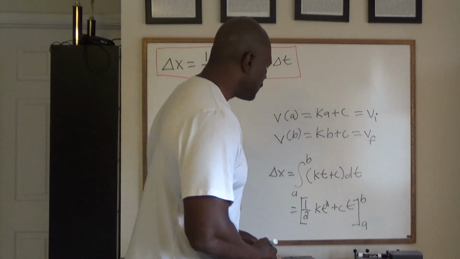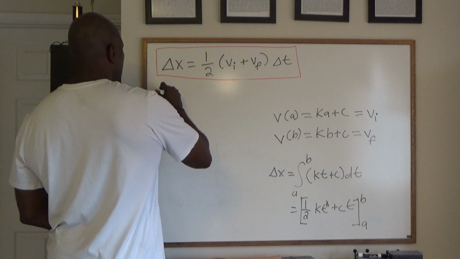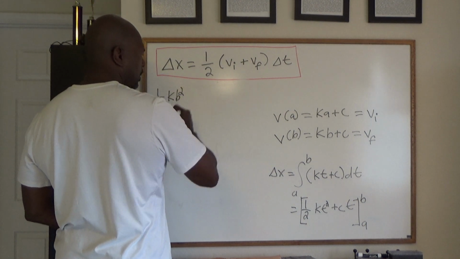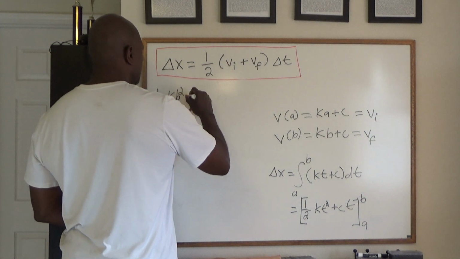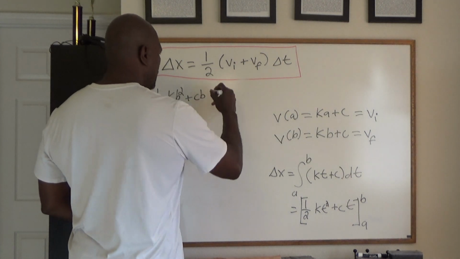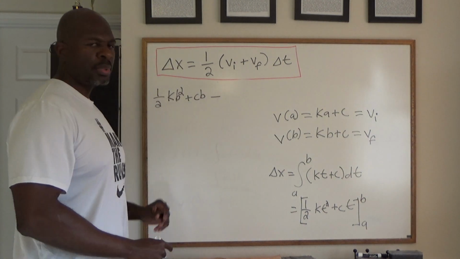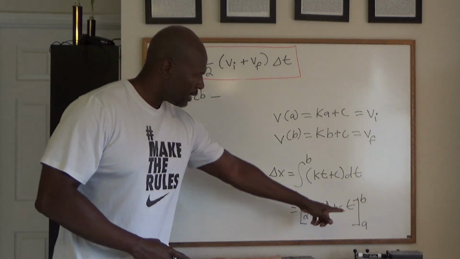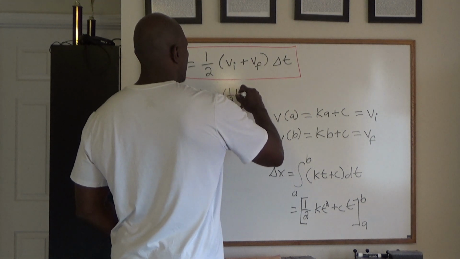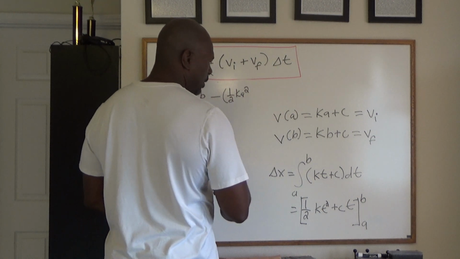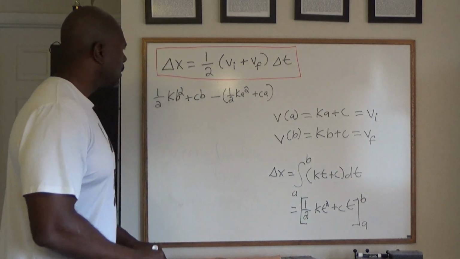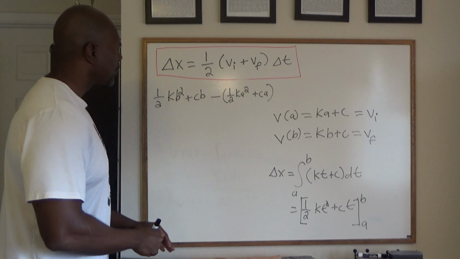So if I plug in B for t, it'll be 1/2 kb squared plus c times b, and then minus, so this is the result of plugging in B for t, so now I'll plug in A for t, so minus 1/2 ka squared plus ca. So there it is there.